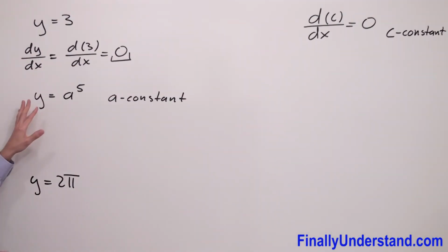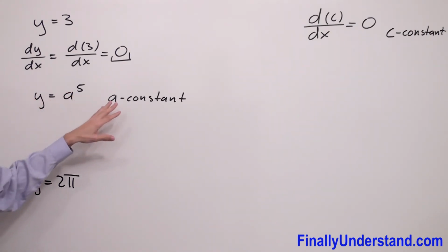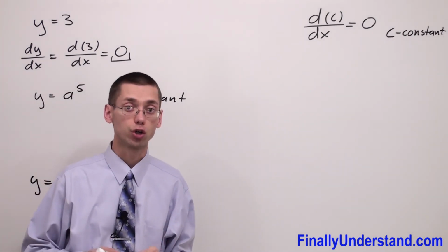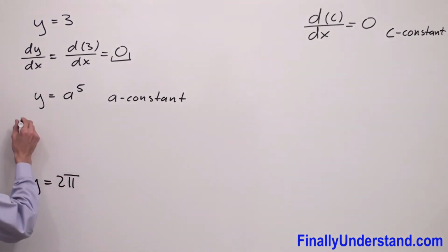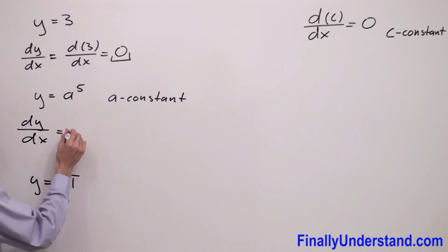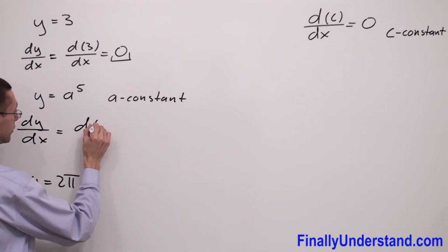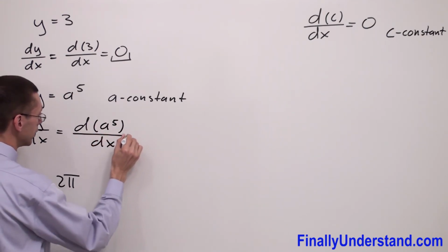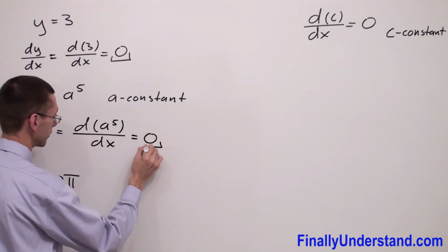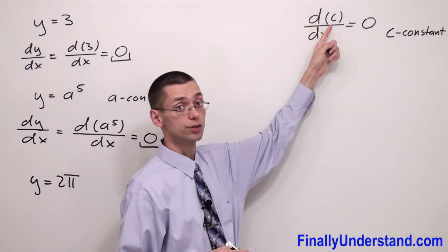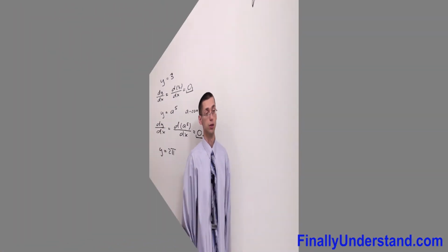If you are going to look at the next example, I have y is equal to a to the fifth, where a is a constant. A constant raised to the fifth power is still a constant. That's why I'm going to write that dy over dx is equal to the derivative of a to the fifth power over dx is equal to 0. Okay? So one more time, the derivative of a constant is equal to 0.